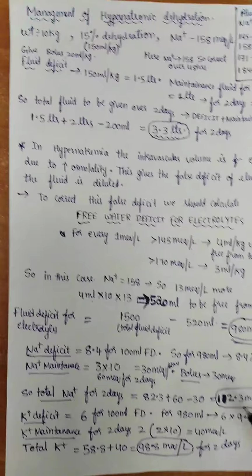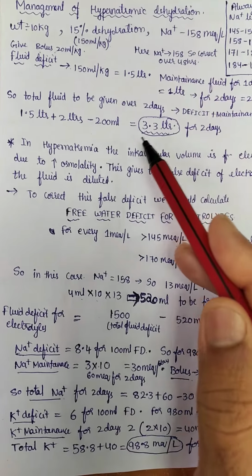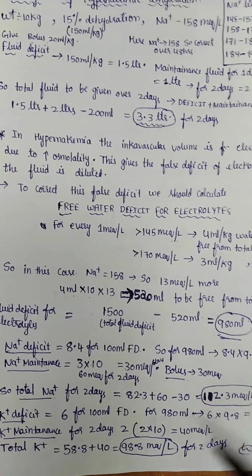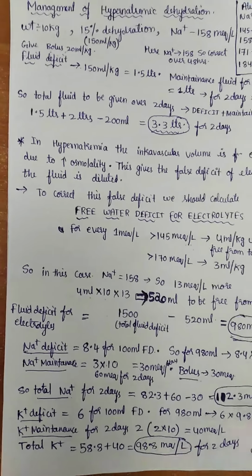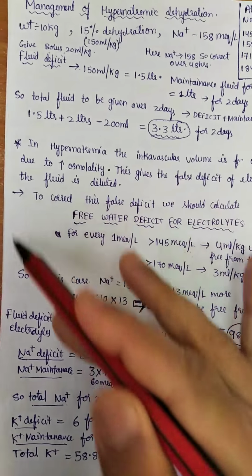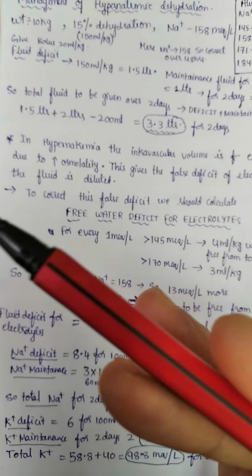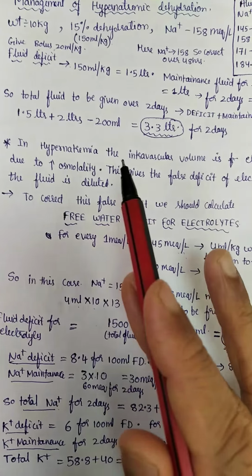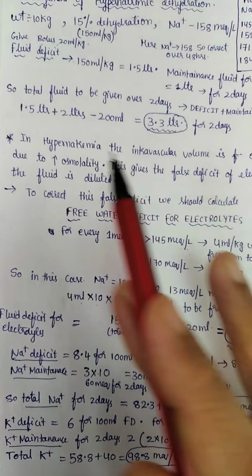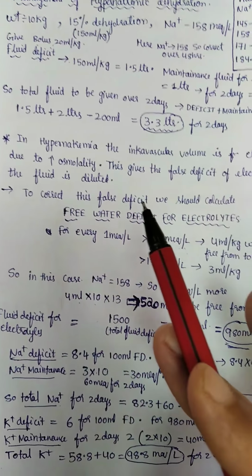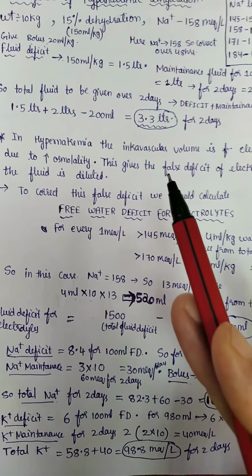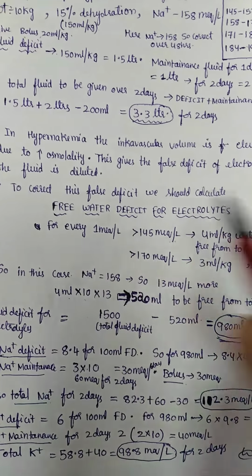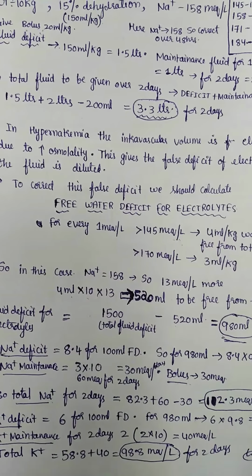So this is how we give it: total fluid is 3.3 liters, sodium required for 2 days is 112, potassium is 98.8. The complicated step here, differing from hyponatremic and isonatremic dehydration, is that there is raised intravascular volume due to the osmolality effect of hypernatremia. There is a false deficit of electrolytes, so this should be corrected by this method. I think you understood. Thank you very much.